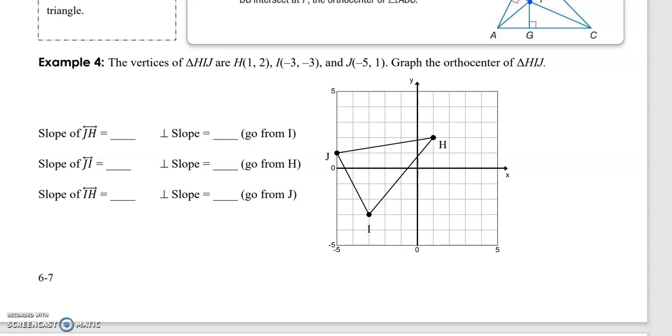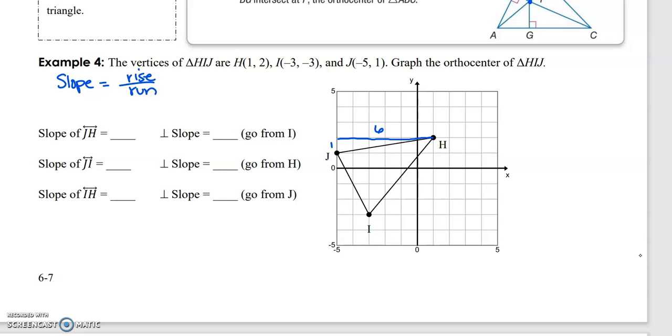So what we need to do is find the slope of these sides so that we can then find the perpendicular slope and graph that and see where they intersect. So what is the slope of JH? So I'm just going to count. Remember, slope is rise over run. And so I'm just going to count up and over. Up 1, over 1, 2, 3, 4, 5, 6.